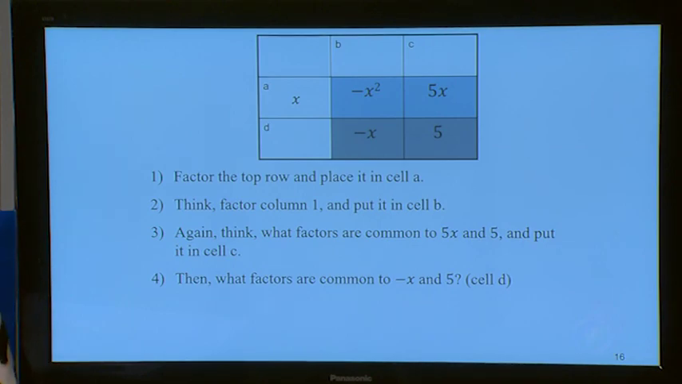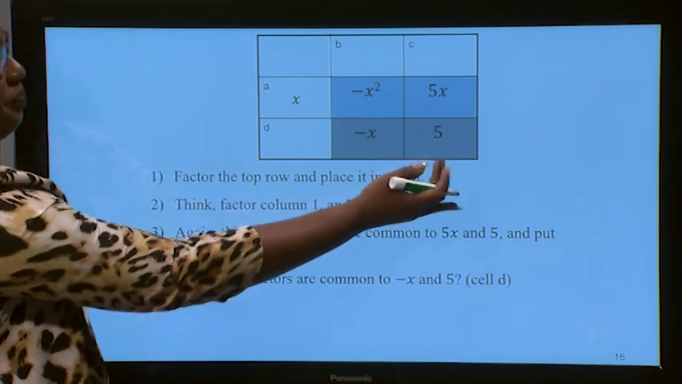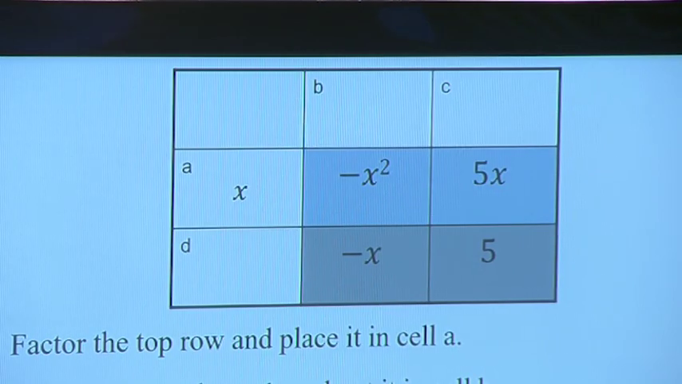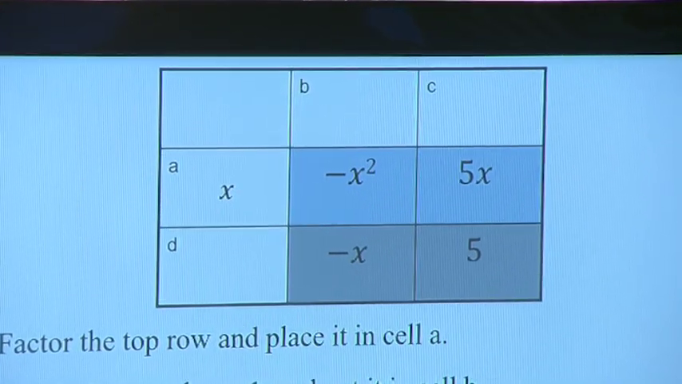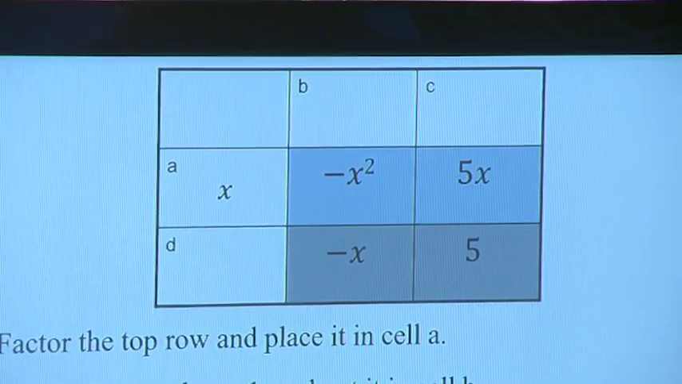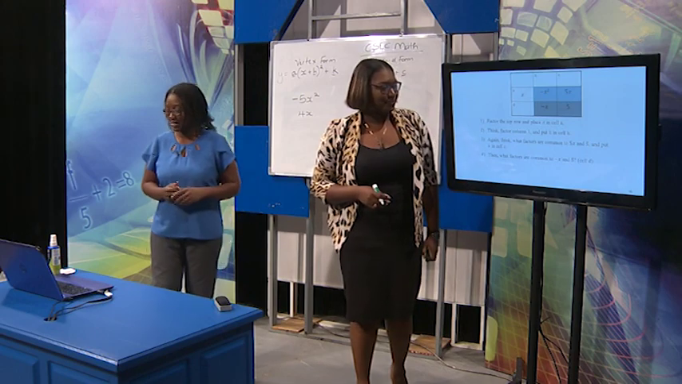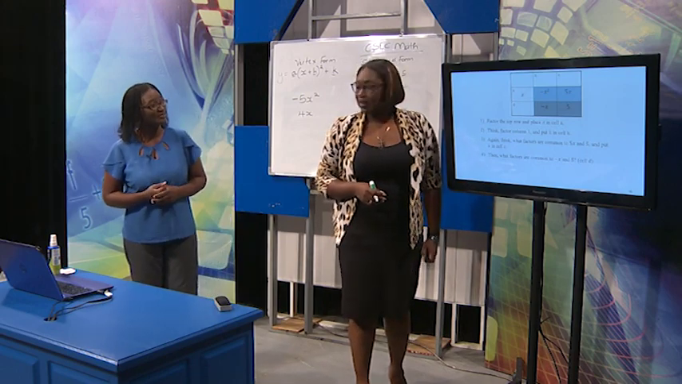That is correct. Now let's look at row 2. Negative x and 5. Do they have any factors in common? Well, 5 is prime, and I don't see any x, so it must be 1. Yes, it's 1. Negative 1. Oh, thank you. Oh, there I go again. Need to pay attention to those negative signs. Go ahead.